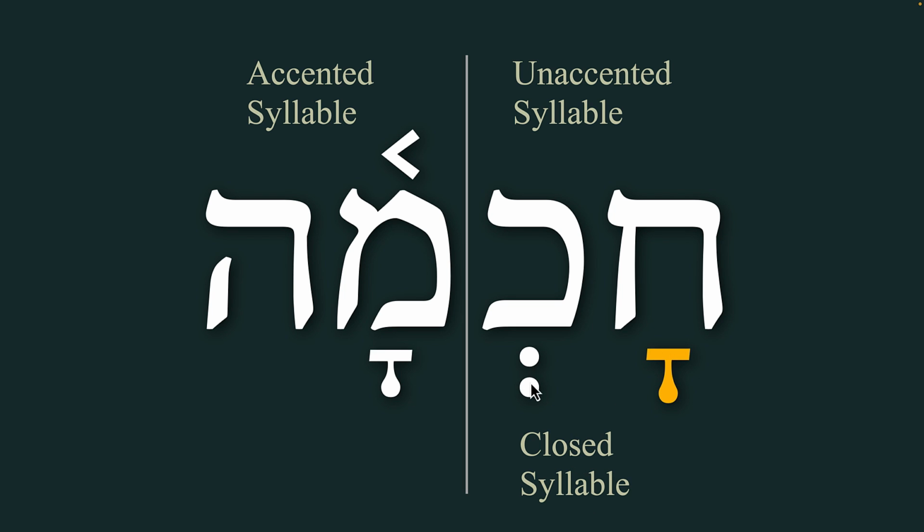If the schwa is silent, then it is a closed syllable. Otherwise, it is not a closed syllable. So they are mutually interdependent a little bit. It's a tricky thing. But in any case, if this is a closed syllable and an unaccented syllable, meaning the accent is on the other syllable, the open syllable, then we pronounce it as chokhmah.